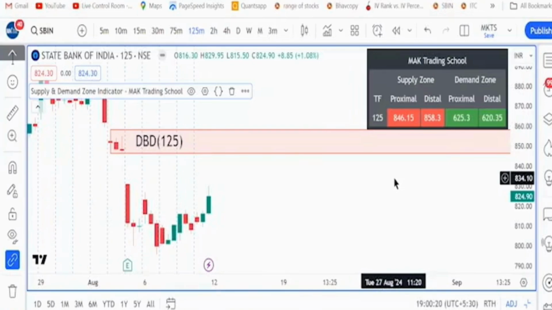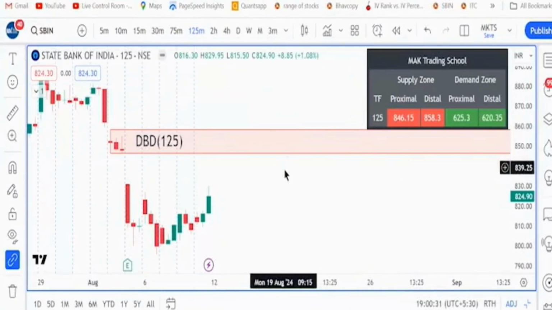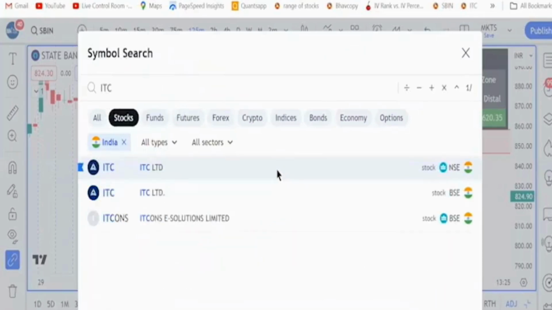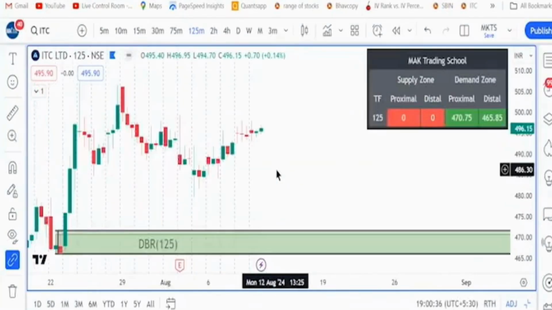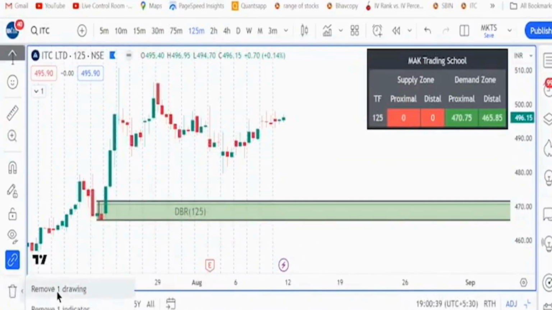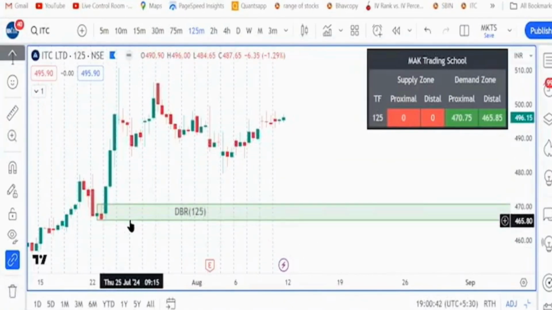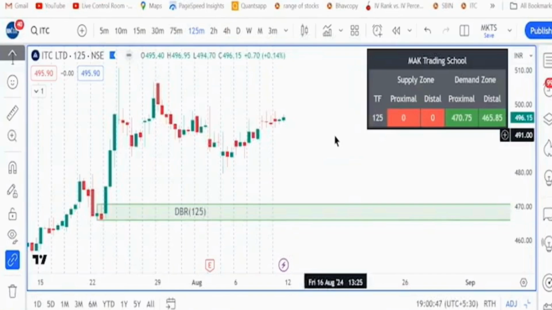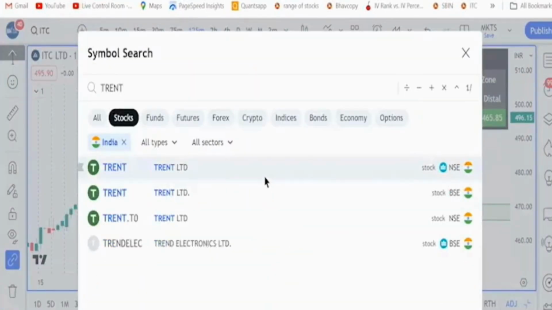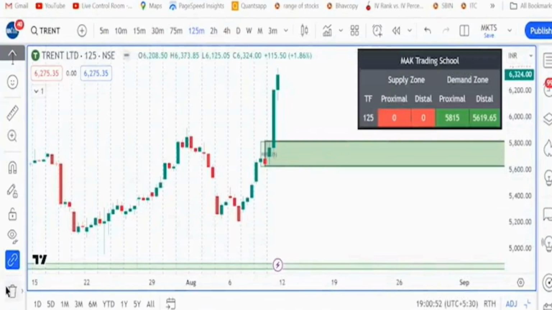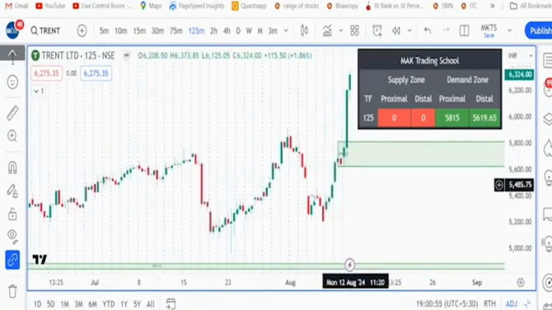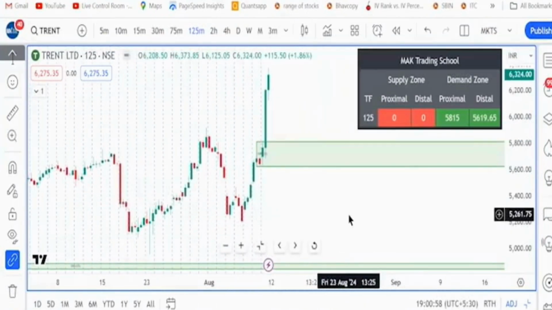If you're a swing trader like me, come back in the evening and look at only the daily chart, 125-minute alerts, 75-minute alerts. So let's look at the other charts which we had marked, ITC. So the ITC indicator has plotted the same zone. That's why it helped me very quickly to identify it. Which was the other stock? Trent. So the indicator has identified this demand zone, rally base rally level here.